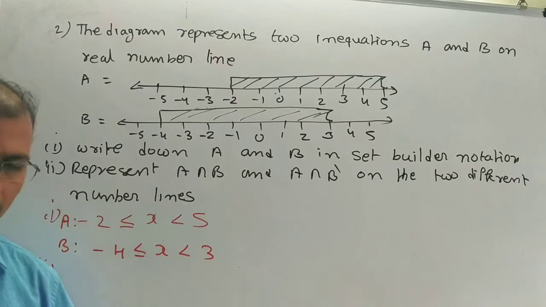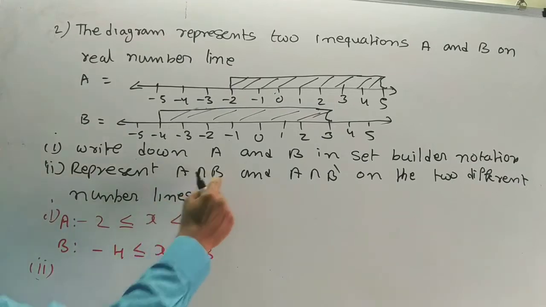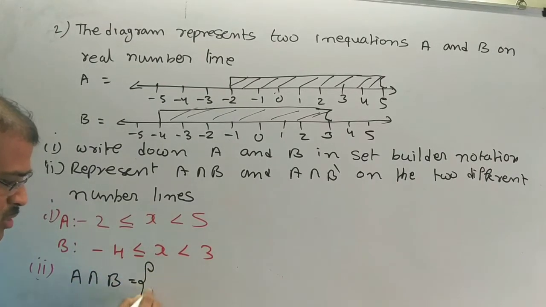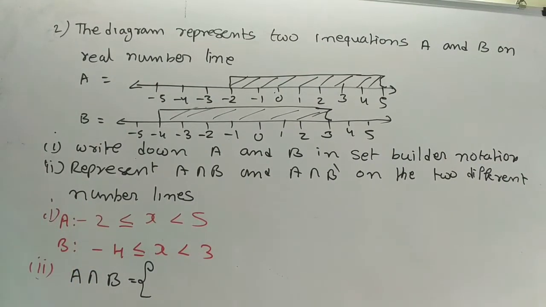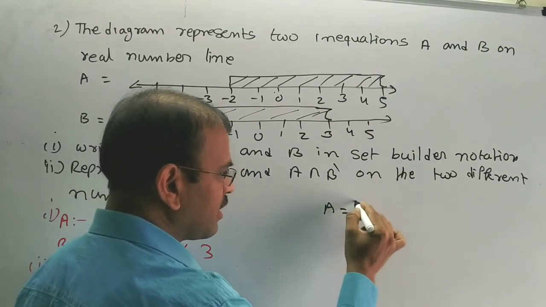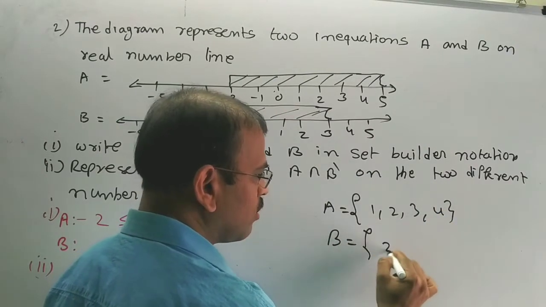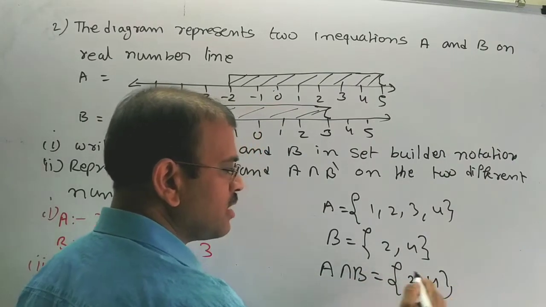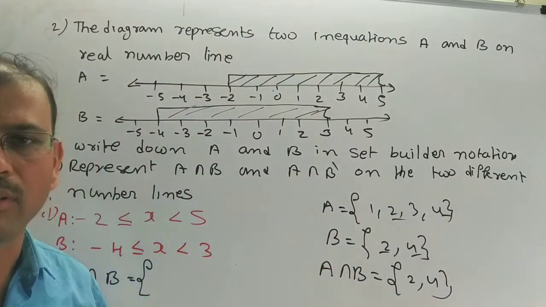Now we have learned in lower classes how to find A intersection B in sets. Now the similar concept we are going to apply for A intersection B. Intersection is what? The common part in A and B, the common values in A and B. For example, if set A is 1, 2, 3, 4 and set B is 2 and 4, then when I find A intersection B, I am going to get the solution as 2, 4, because these values are there in both the places. That is what we have learned in sets.